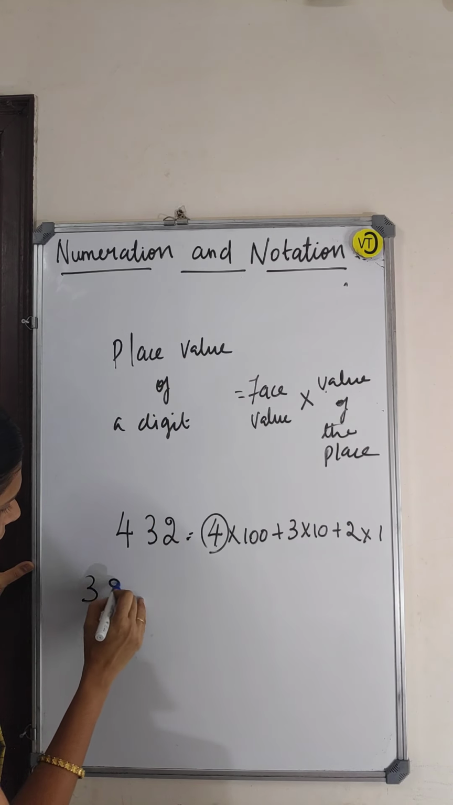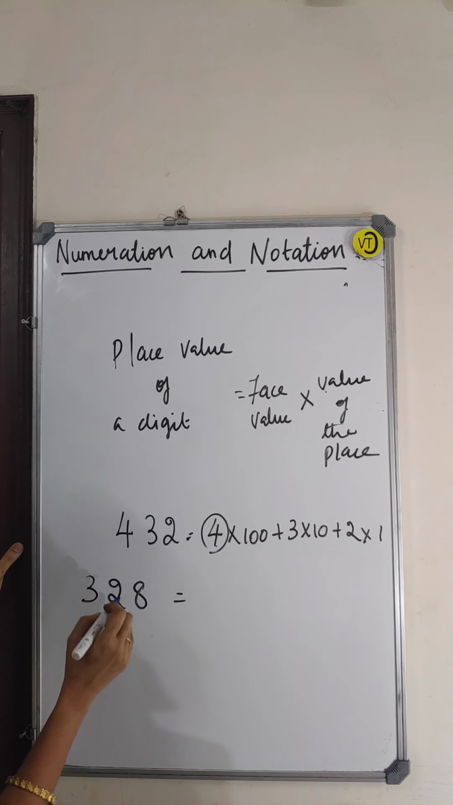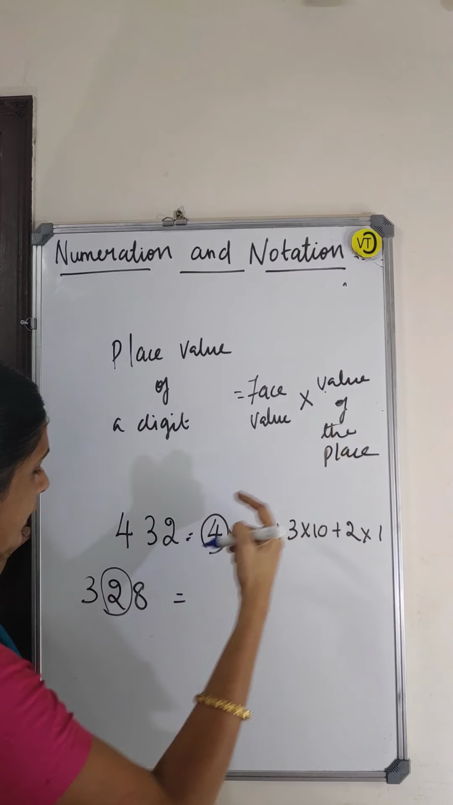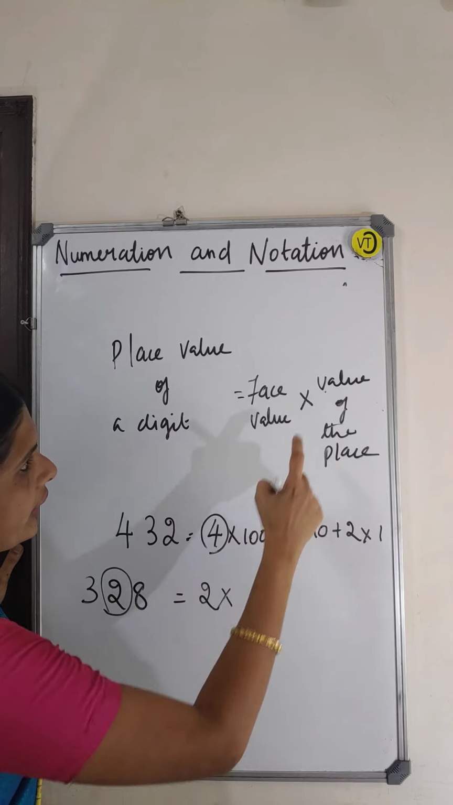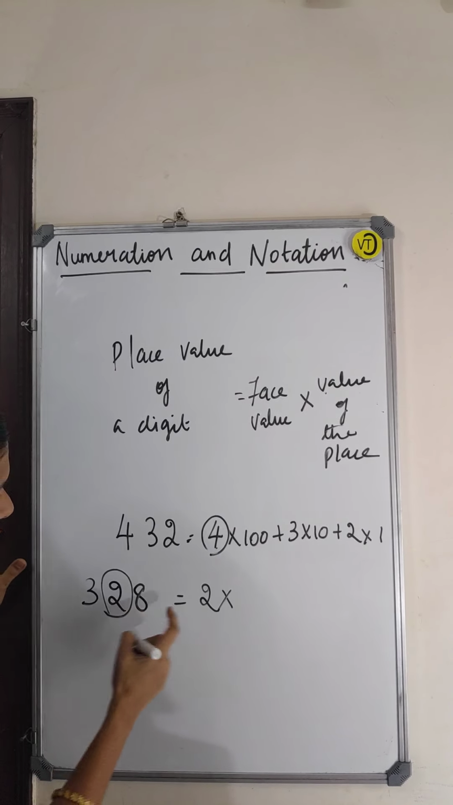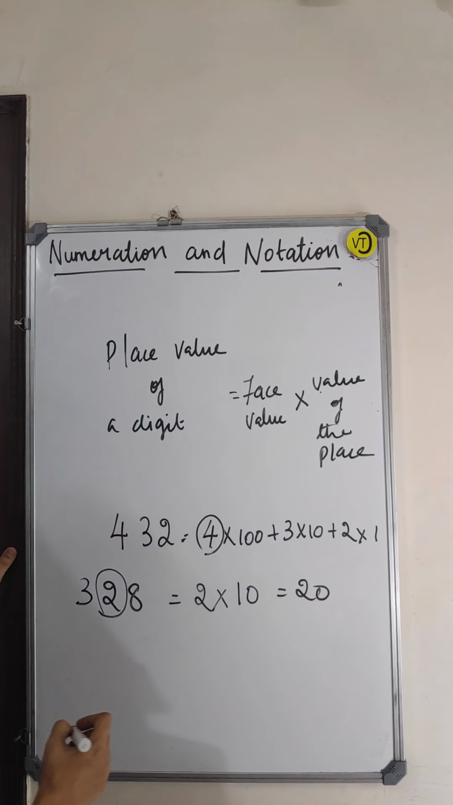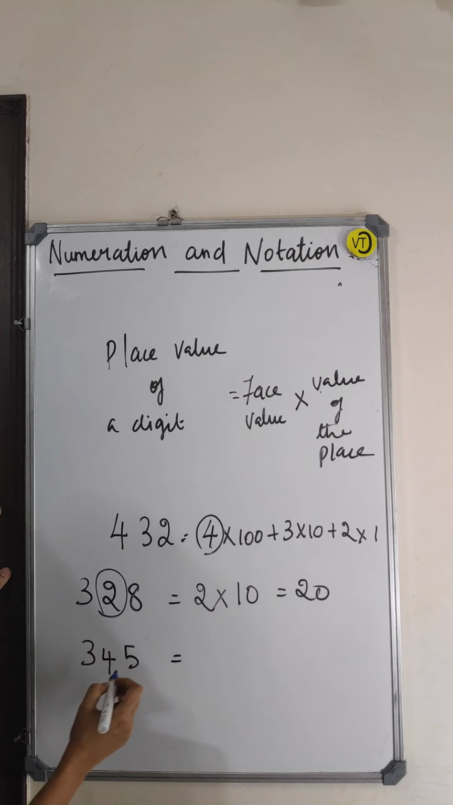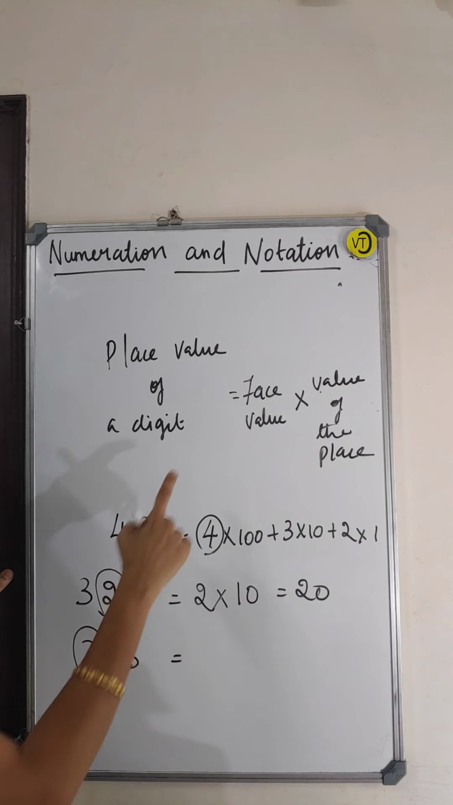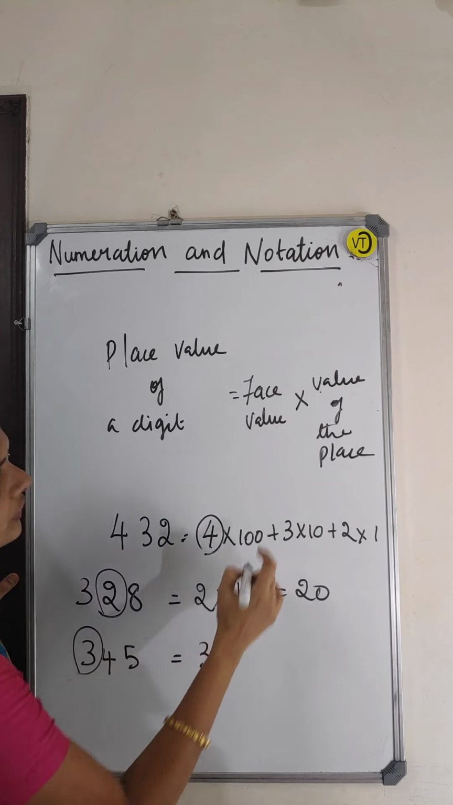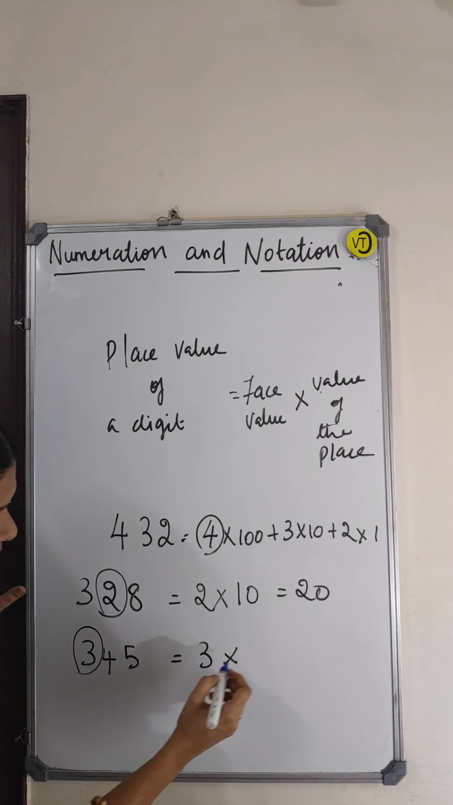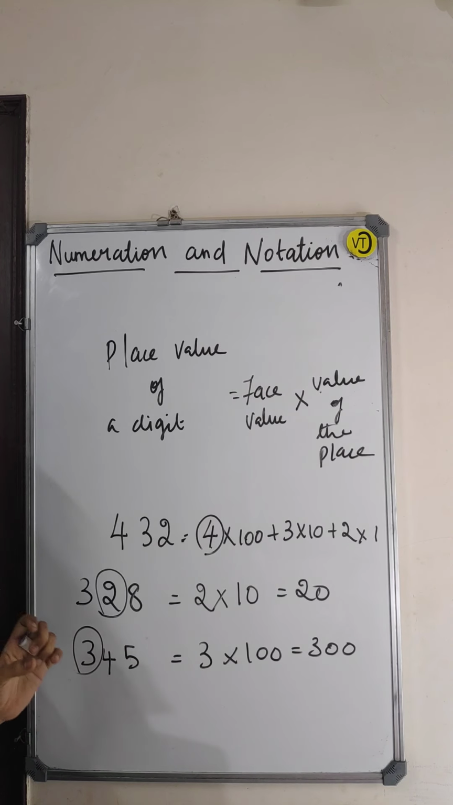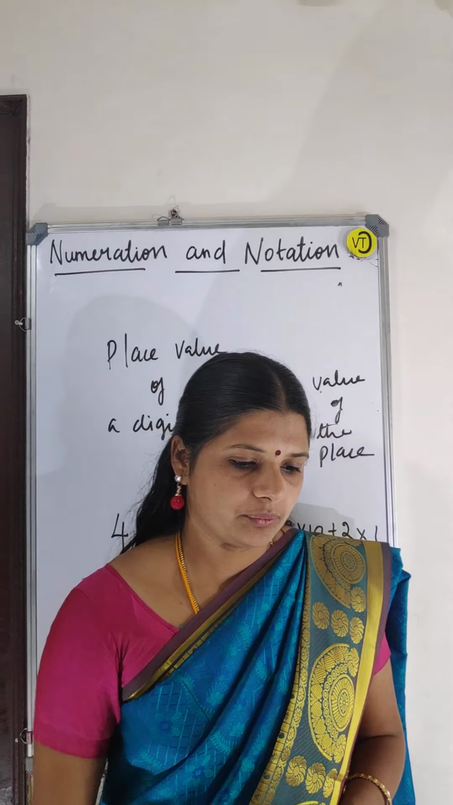Now one more. 328. I want the place value of 2. How can I write it? Face value into value of the place. Face value is 2, and the value of the place is ones, tens, so it is 20. The place value is 20. Again one more, 345. I want the place value of 3. Face value is 3 only. Value of the place: ones, tens, hundreds, so this is 300. The place value of 3 is 300.